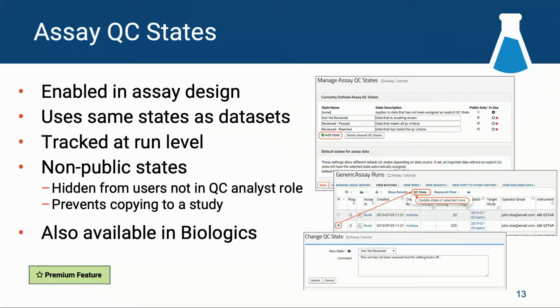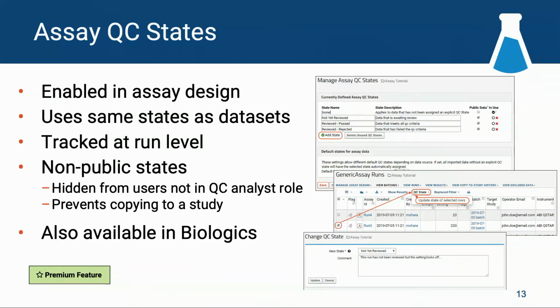And so in assay land, unlike data sets where the QC tracking is at the individual data set row level, in assays it's at the run level. It uses the same collection of QC states as data sets. So again, usually unreviewed, approved, rejected, or another variation where you might have a category of rejection: it looks like there is a problem with the sample, or it looks like there's a problem with the analysis.